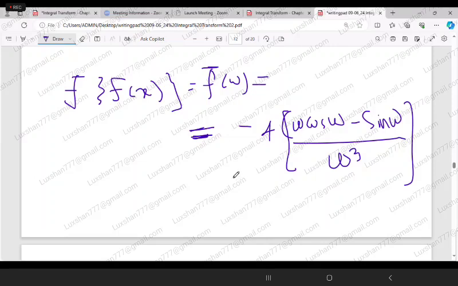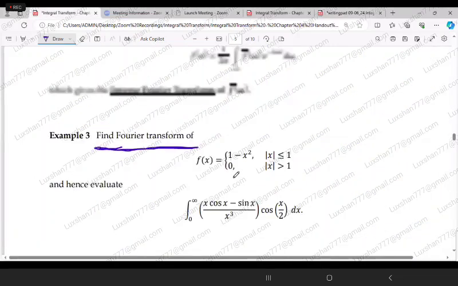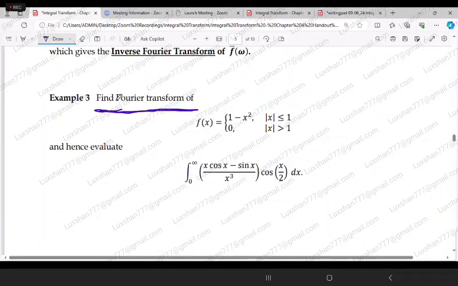Now there is one more question. Look at the question here. So first, they are asking you to find the Fourier transform of the function. Then they are asking you to evaluate this one. Hence, evaluate the integral from 0 to infinity of this one. So how to evaluate this one? That is the question now.